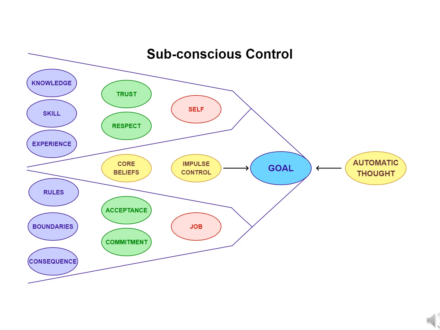In this module and this course, we're talking about addiction. So the goal is to overcome addiction. Now, we might be able to trust and respect ourselves because we've now acquired the knowledge, skill, and experience from this course. So we can trust it and respect ourselves that we know what we have to do, but we have to then accept and commit to the job of getting rid of addiction. So we have to follow the rules and the boundaries and the consequences, which are outlined in this course. That's the second step, once we've followed the first step and have acquired the knowledge.